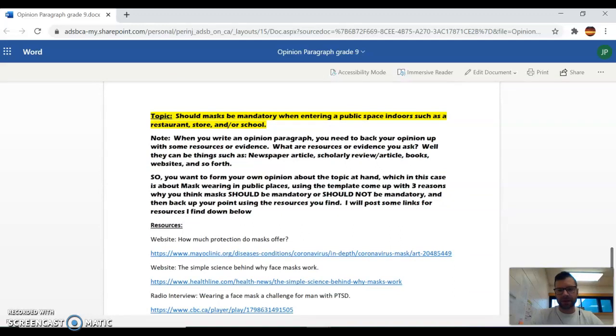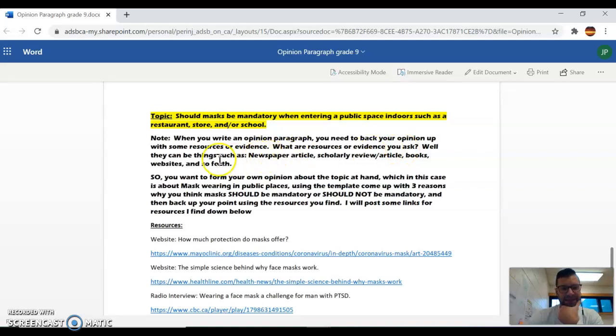So, what I would like you to write about, given the current circumstances and world that we're living in, is: should masks be mandatory when entering a public space indoors, such as a restaurant, store, and/or school? So there's a note here. When you write an opinion paragraph, you need to back your opinion up with some resources or evidence. What are resources or evidence, you ask?